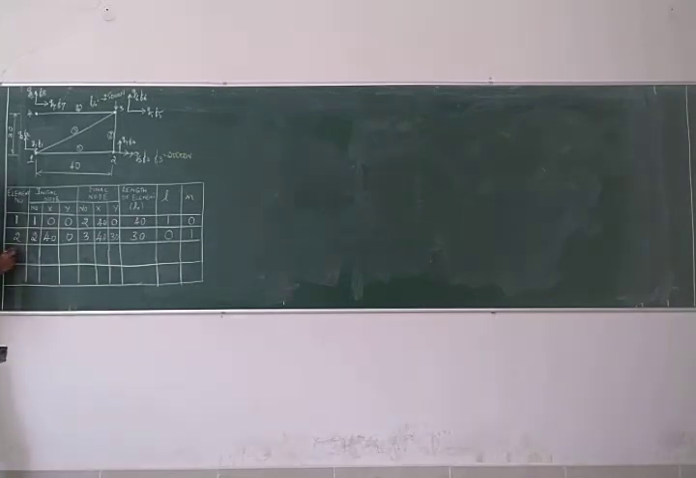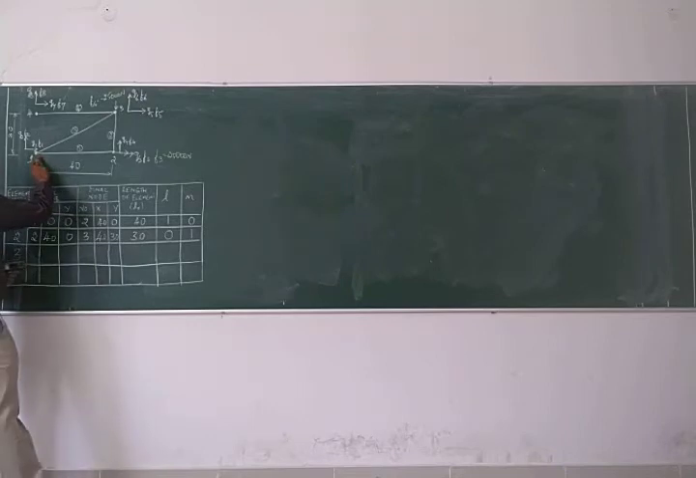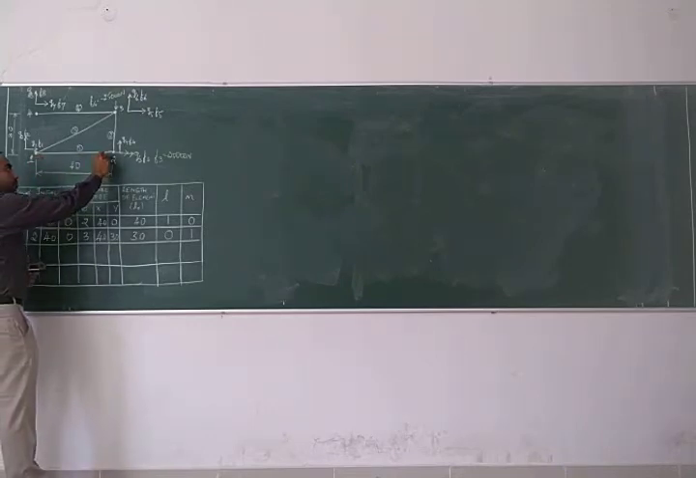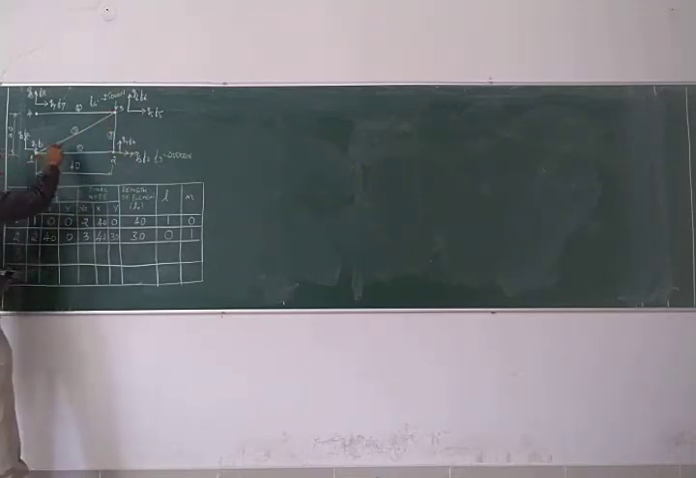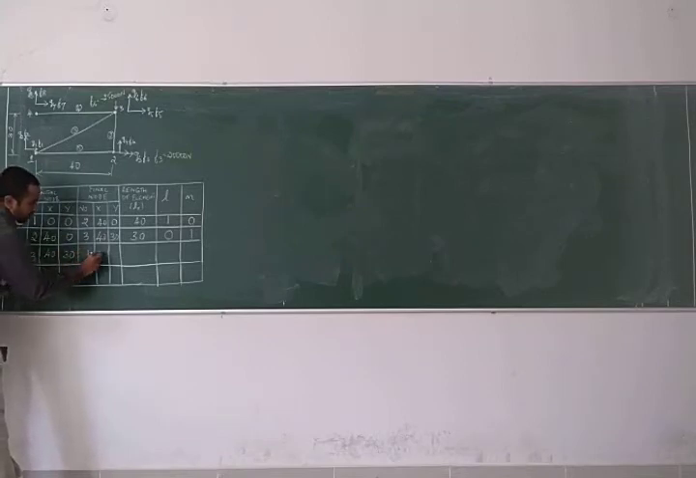Element number 3. What is the initial node for element 3? As I told you, element 1 is from 1 to 2, element 2 is from 2 to 3, 3 to 1 is element 3. So initial node value is 3 and coordinate of third node is 40 on x and 30 on y. Final node is 1 and its coordinate is 0 and 0.